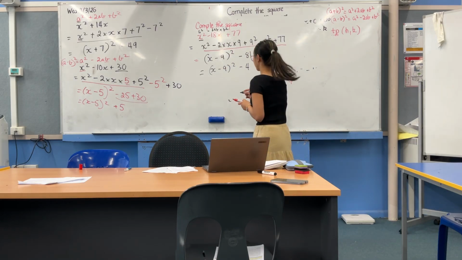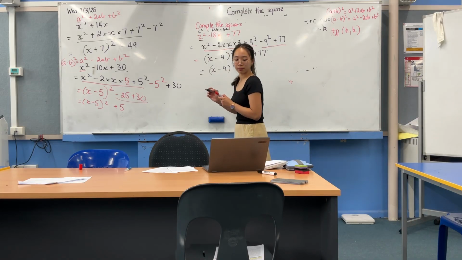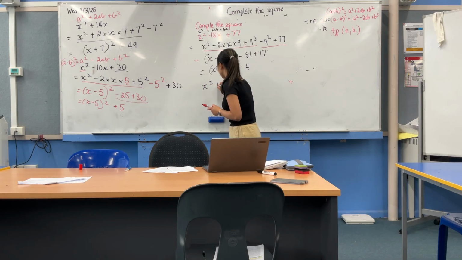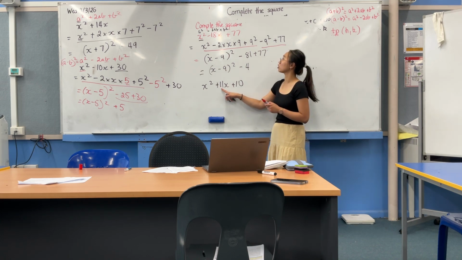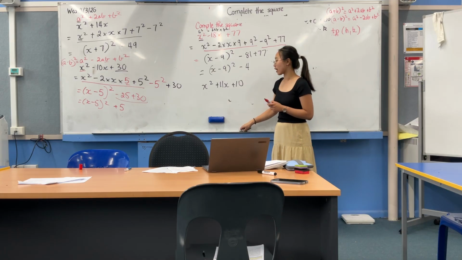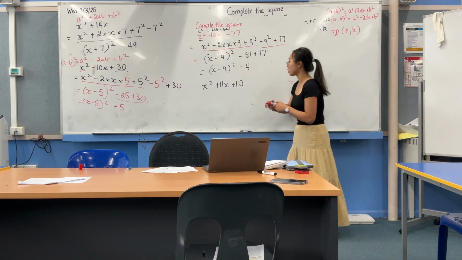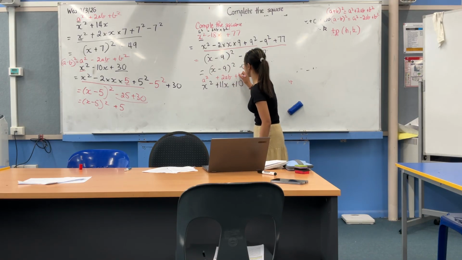Okay, how about one more? x squared plus 11x plus 10. Now you can see that the middle coefficient of x is not an even number, so it's going to leave you with a fraction. Alright, have a look closely. I'm going to follow exactly the formula: a squared plus 2ab plus b squared.